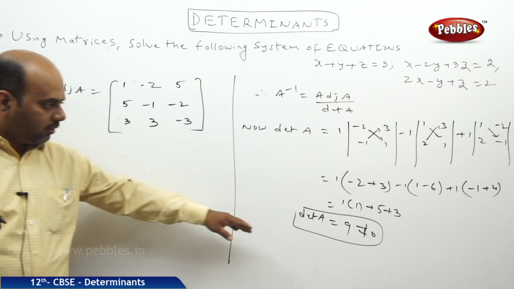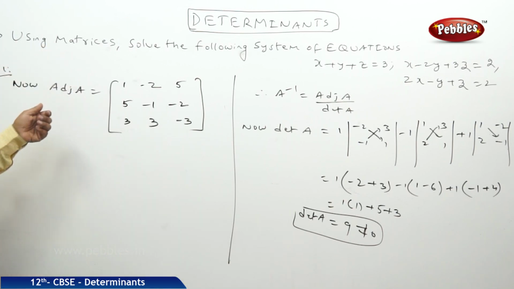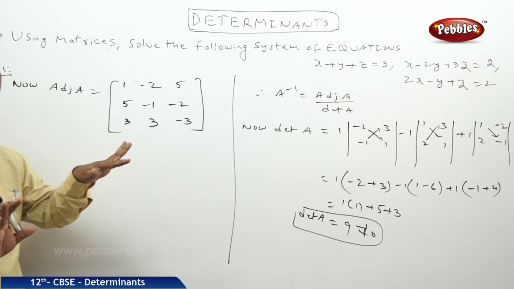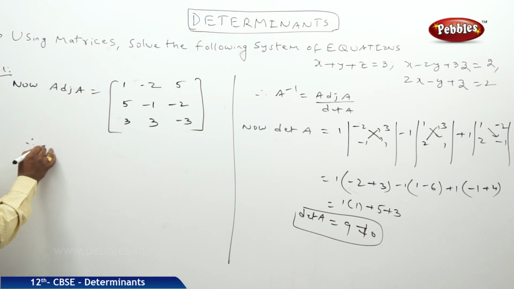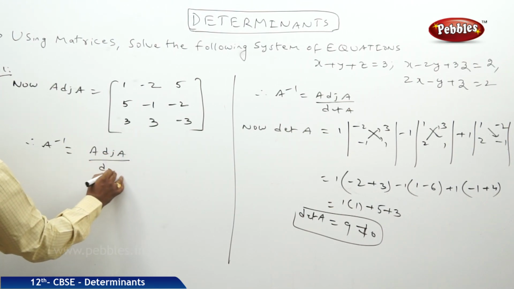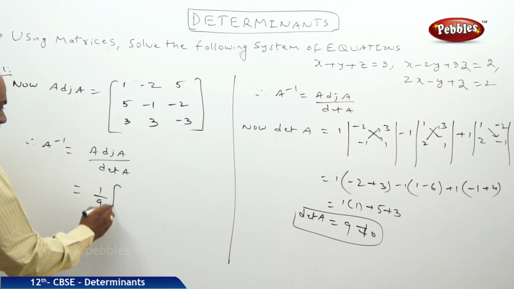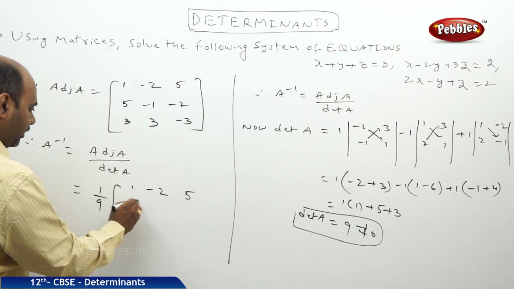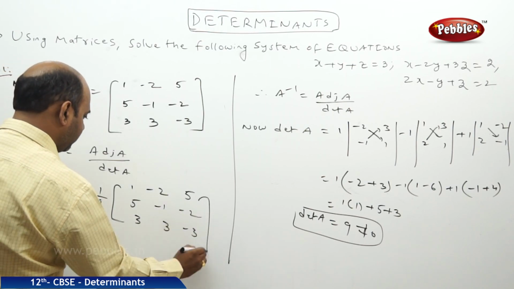Now see here, we have finished det A. Det A is equal to 9, which is not equal to 0. And now I have found adjoint A. I have done my calculations, because in most of the classes I told how to find adjoint A. So adjoint A we obtain like this. Therefore A inverse is equal to adjoint A by det A. Det A means 1 by 9 into its adjoint. That means 1 minus 2 5, and here 5 minus 1 minus 2, and here 3 3 and minus 3.